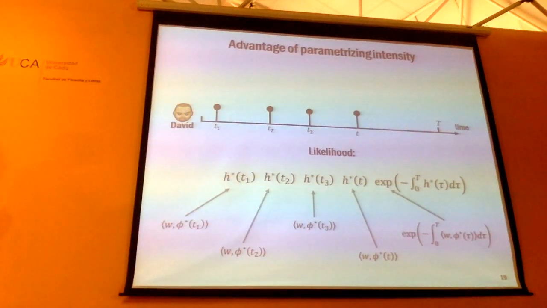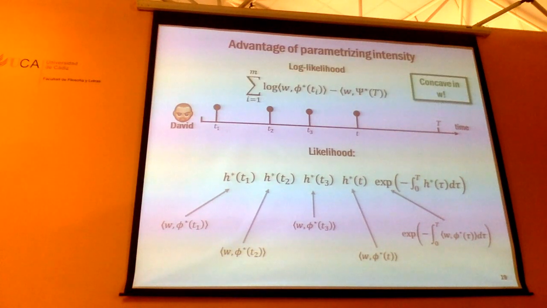Once you take the log of this likelihood of the entire sequence of events, you're actually getting a concave optimization problem, because we are maximizing it. That's why it's concave in this parameter W. So that means even if you have millions of data points, you can think about an efficient optimization way to learn the parameter, with a guarantee as well.